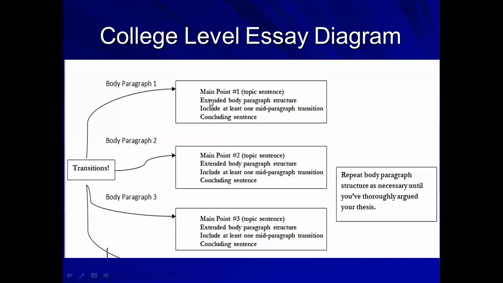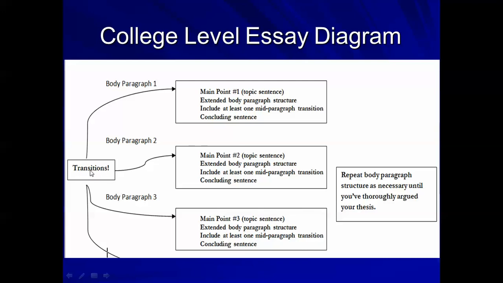Okay, so we'll go over the extended body paragraph structure later, but for right now, just know, okay, I've got my main point, my topic sentence. I want to follow the extended body paragraph structure, have that mid-paragraph transition, and then end with a concluding sentence. And then you just repeat that structure for your next main point. You would repeat it for the third main point, all right?